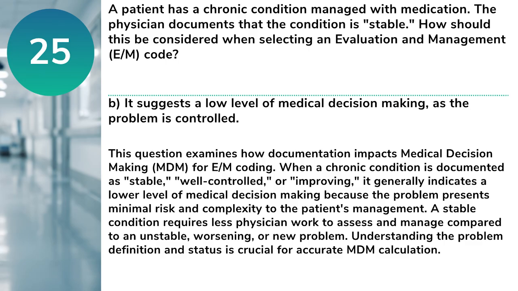This question examines how documentation impacts medical decision-making, MDM, for E/M coding. When a chronic condition is documented as stable, well-controlled, or improving, it generally indicates a lower level of medical decision-making because the problem presents minimal risk and complexity to the patient's management. A stable condition requires less physician work to assess and manage compared to an unstable, worsening, or new problem. Understanding the problem definition and status is crucial for accurate MDM calculation.